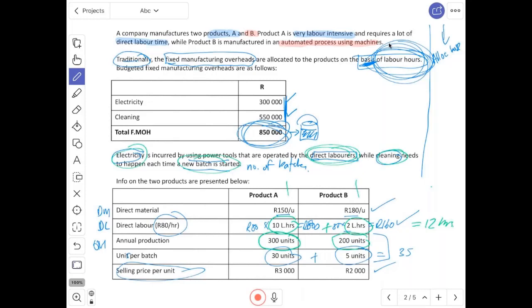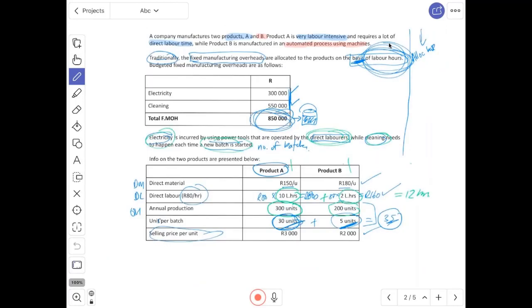Remember, we're looking for number of batches. These are units, 30 plus 5 units. It's not the number of batches. We first need to calculate how many batches of A we made for the year and how many batches of B. So how do we do that? We are going to make 300 units of A, and there's 30 units in a batch. So if we divide 300 by 30, we get 10 batches. So throughout the period, we're going to make 10 batches of product A. So 10 times we're going to start up the machine and incur cleaning costs.